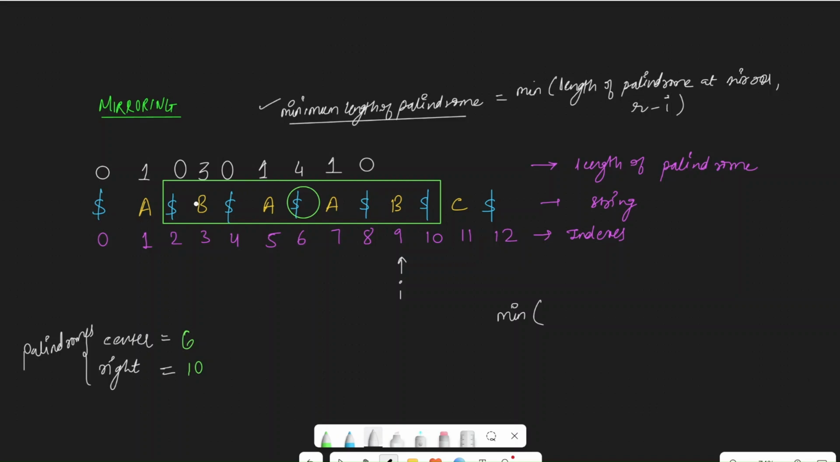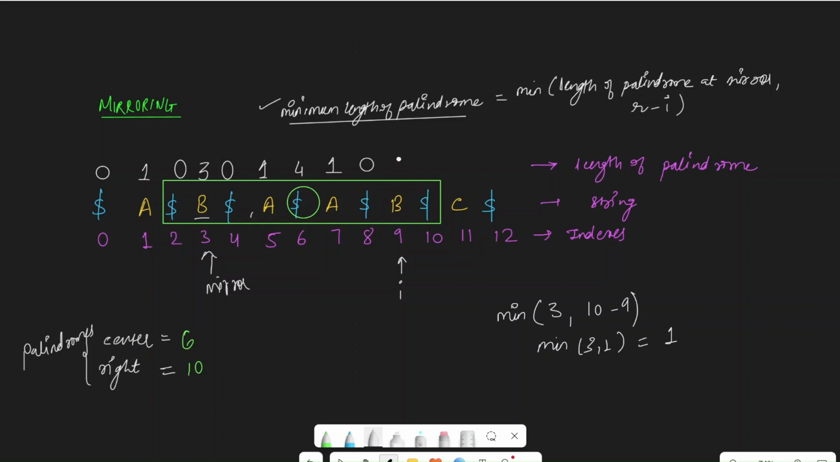What is the length of palindrome at mirror? This location is 3 to the right of current center of palindrome. So its mirror would be 3 to the left. So this is our mirror. Now this B is mirror of this B, and the length of palindrome here is 3 at mirror. Now we find r minus I. So 10 minus 9. So it's minimum of 3 comma 1, which will be equal to 1.